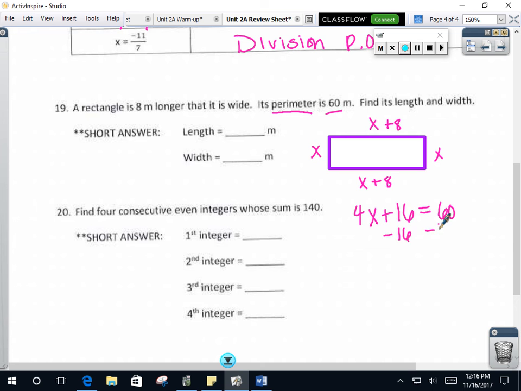So now I have 4x equals 44. And now what do I do? Divide by 4, division property of equality, and x equals 11. So look, if x equals 11, isn't that your width? How would you now find your length? Add 8 to the 11, which is 19. And then couldn't you check it by adding 19 plus 19 plus 11 plus 11 and making sure it is 60? Okay, number 20, last one.